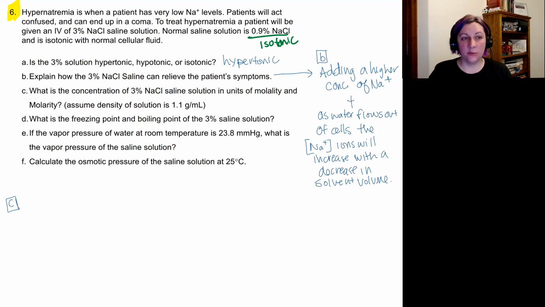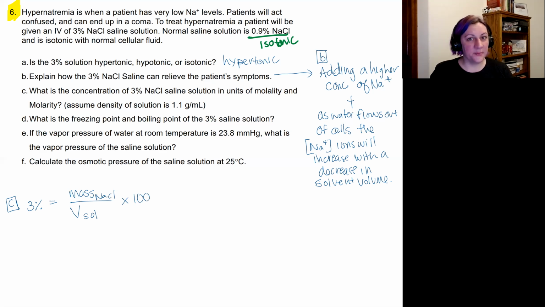All right, for C, we're asked what is the concentration of the sodium chloride solution in units of molality and molarity? We're going to assume a density of the solution of 1.1 grams per milliliter. So we know that our 3% solution is mass per volume. And so that's going to be the mass of sodium chloride divided by the volume of the solution times 100.